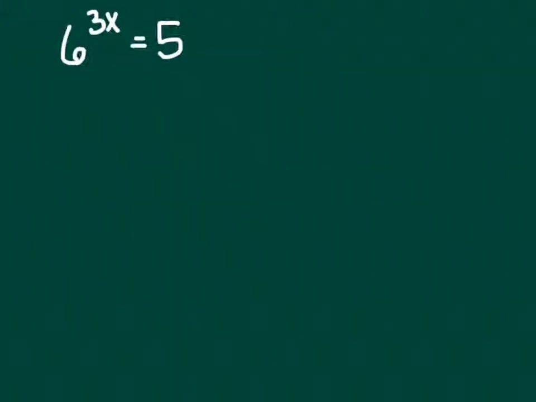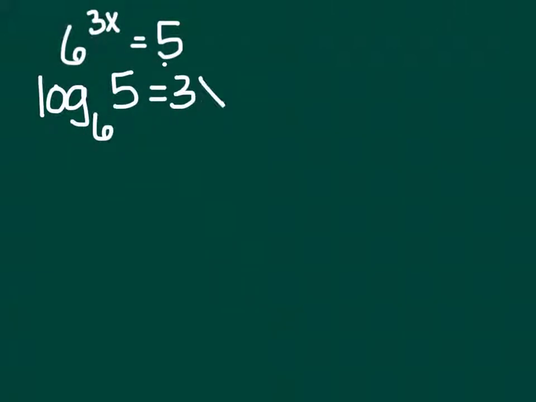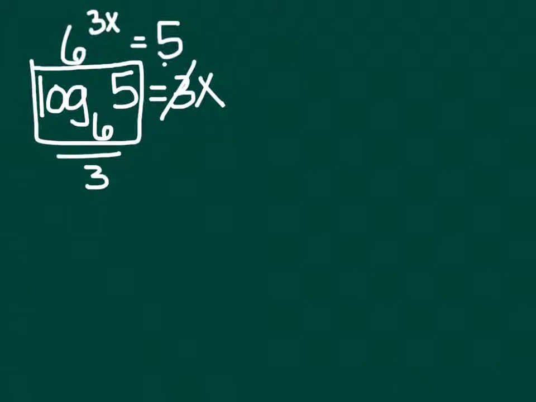Alright, let's try this one. 6 to the 3x power equals 5. We can't make 6 and 5 into like bases, so we're going to rewrite it as a logarithm. Log base 6 of 5 equals 3x. And then log base 6 of 5, that's a number we can get in the calculator. This is a single number right here. So we're going to take that single number and divide it by 3. So if you punch in log base 6 of 5 in your calculator, just hit enter and then hit divided by 3, enter, and you'll come up with x equals 0.299.